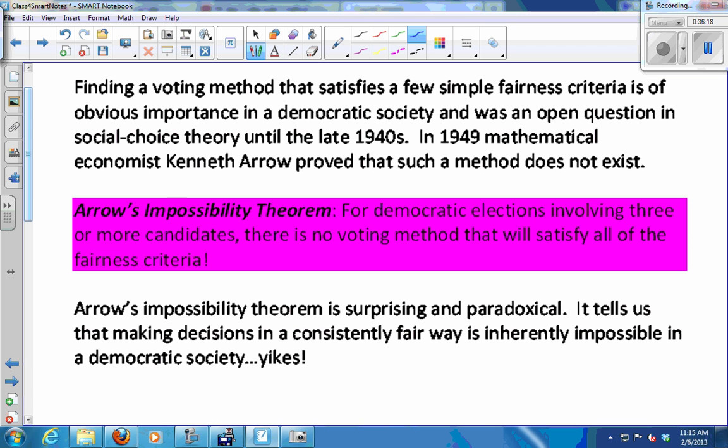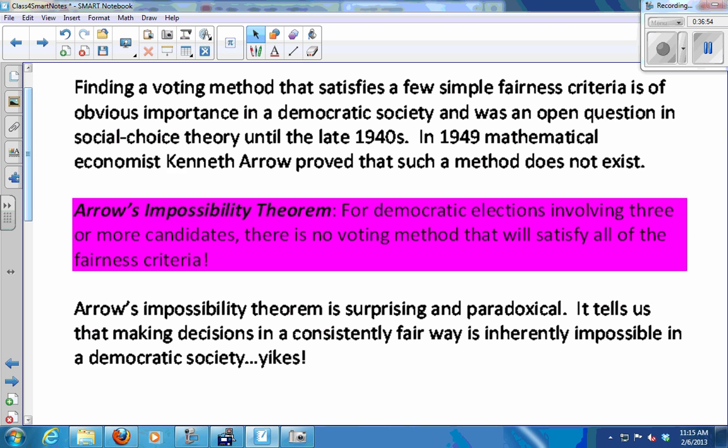Finding a voting method that satisfies a few simple fairness criteria, just a few things that we think are important for fairness, is a really important question for a democratic society to answer. We need to find a way to vote that is consistently fair. It was an open question, unanswered until the 1940s. And in 1949, a mathematical economist, Kenneth Arrow, proved that there is no such voting system.